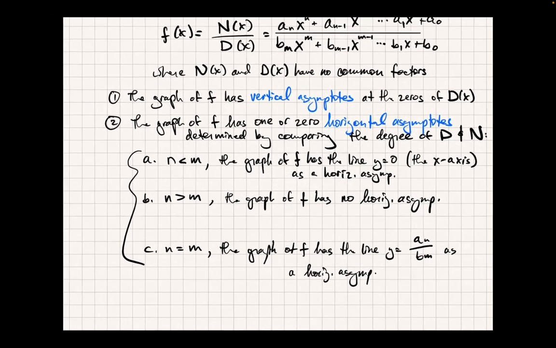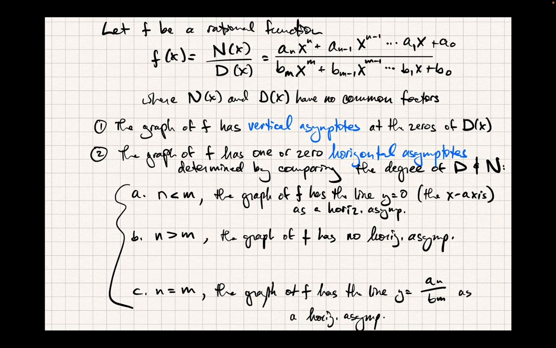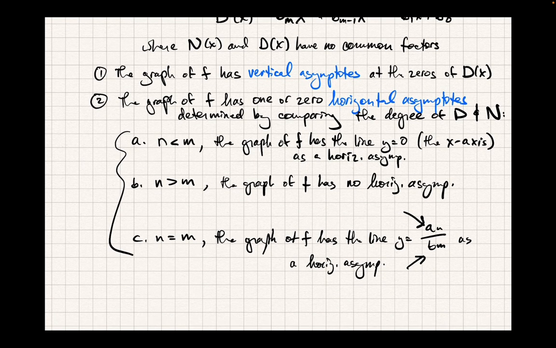What does that mean? The number with the highest power in the numerator and the number with the highest power in the denominator. What's another name for a sub n and b sub m? What do we call this? Oh, the coefficient. Yes, that's almost there. The leading coefficient. It's the ratio of the leading coefficients.